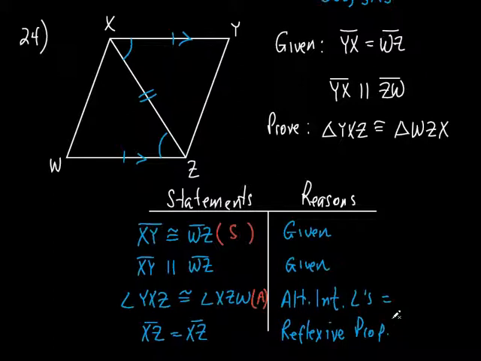Would you write XZ as a transversal that comes in parallel lines? You don't need to say that at all. I have a question. Didn't we do what it asked us to prove already when we said alternate interior angles are equal? No, you have to prove the triangles are congruent. So you have to say side angle side. Just because these two angles are equal doesn't mean these two triangles are congruent. Okay? Does that make sense?